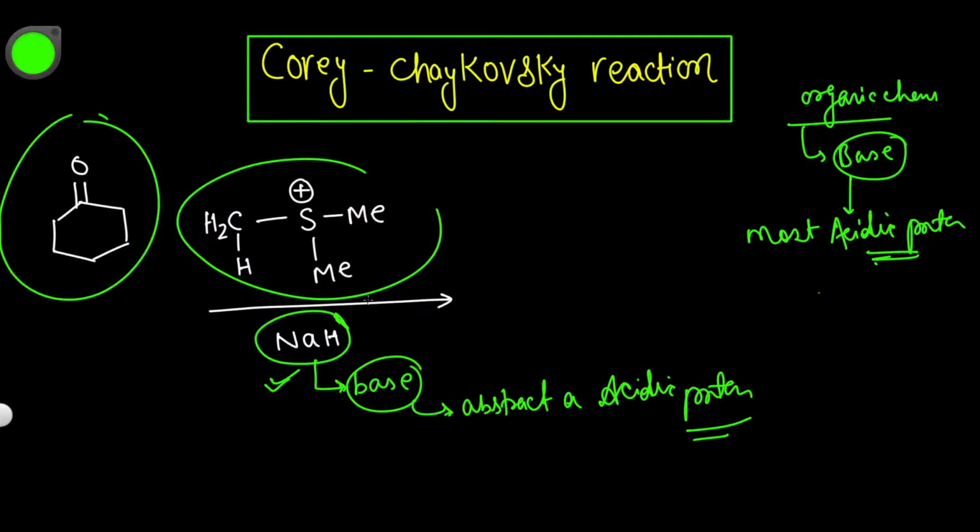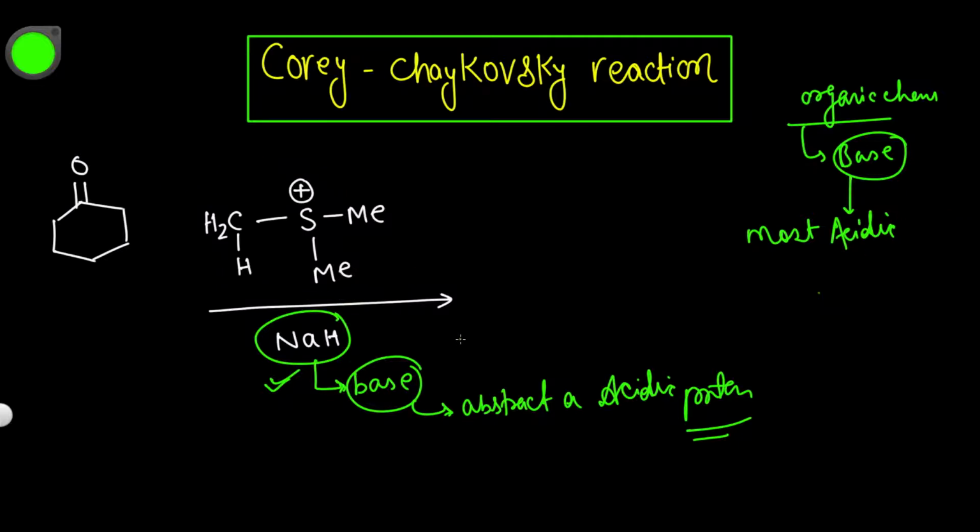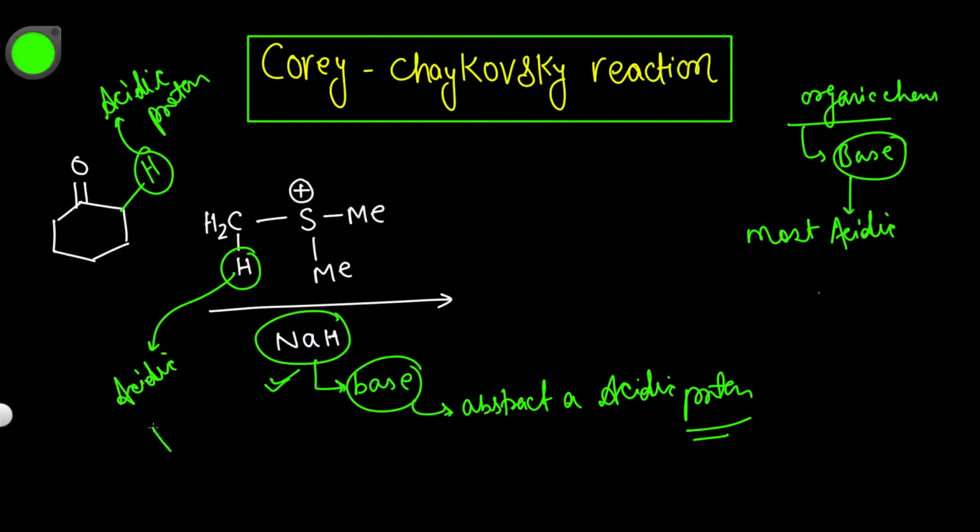Let me explain. Let me erase all this. As you now see, this H is also an acidic proton, and this is also an acidic proton. So we have two acidic protons in this molecule.